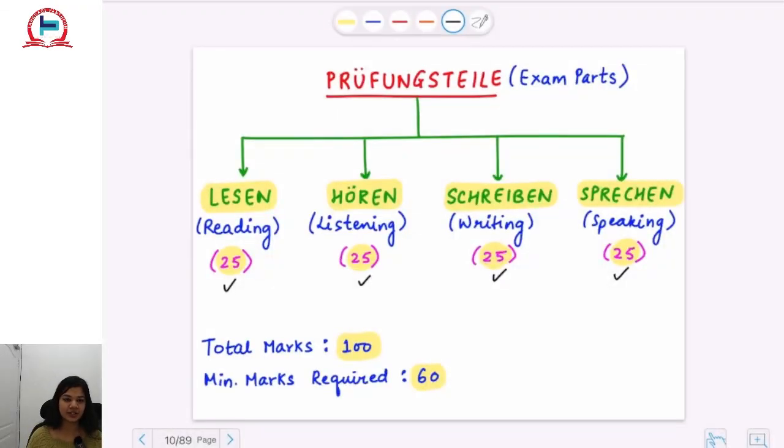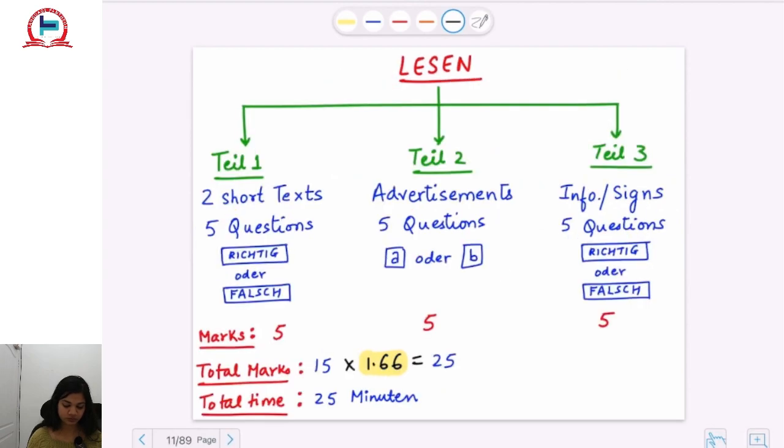Let's start with the lesen part. The lesen part has three Teile: Teil 1, Teil 2, and Teil 3. In Teil 1, there are two short texts given. On the basis of those two paragraphs, you have to answer 5 questions. You have to answer richtig oder falsch, that means right or wrong.